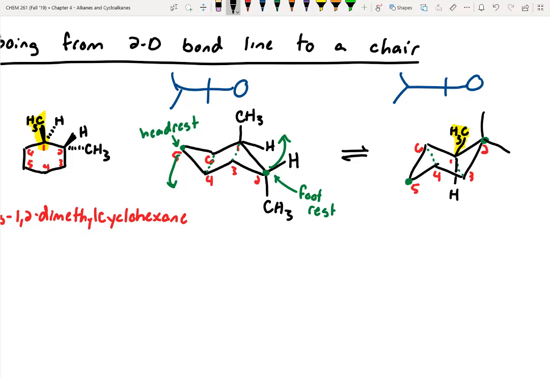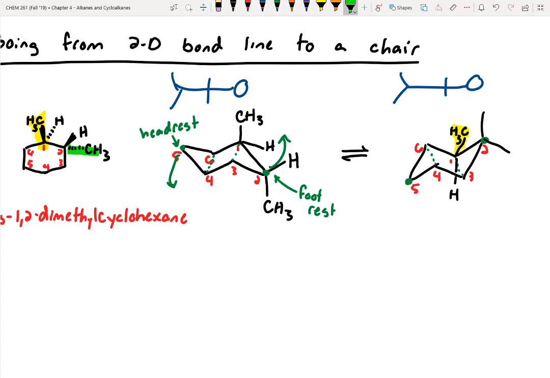So off of chairs, we don't have wedges or dashes. Yeah, because when we're looking at a chair, we're already giving it perspective by doing a side-on view, so we don't include dashes or wedges on chairs at all. Good question. All right, let's think about carbon 2. Carbon 2, we have a hydrogen and we have a methyl group. The question is, where will the methyl group and hydrogen go?